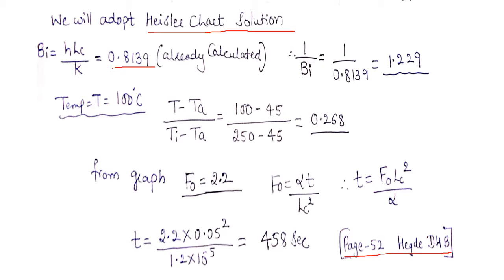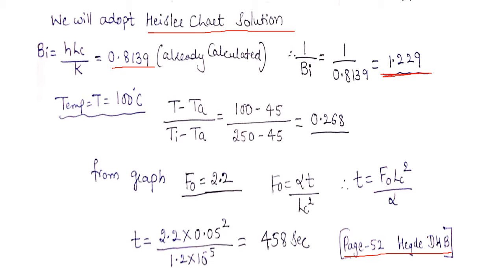As per the graph, we require the value of this Biot number. In the graph, 1 divided by Biot number is there. For that purpose, let us first calculate 1 divided by Biot number. It is 1 divided by 0.8139. So 1 divided by Biot number, the value is 1.229.